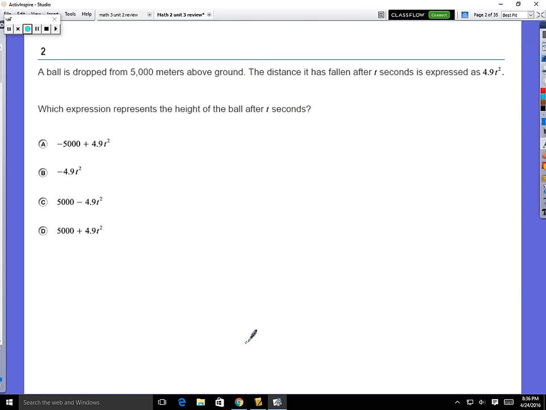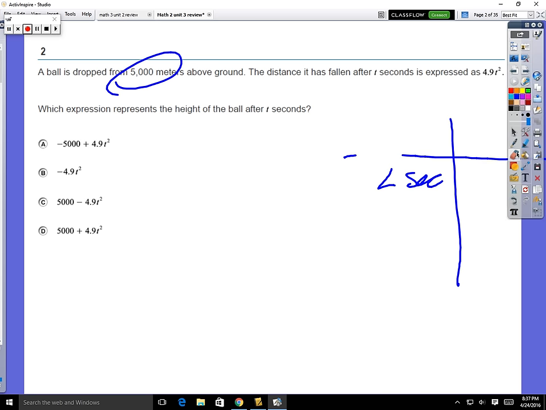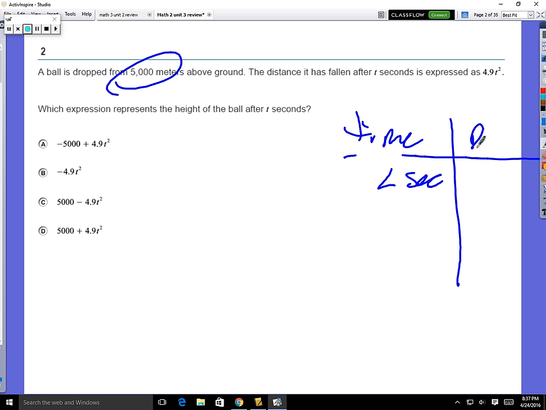A ball is dropped from 5,000 meters above the ground. The distance it has fallen after t seconds is expressed as 4.9 times t squared. Which expression represents the height of the ball after so many seconds? So you're going to start at 5 grand, and then you are going to take away, this formula gives us distance traveled. So if it travels for 2 seconds, you can plug, this is time, and this is distance.